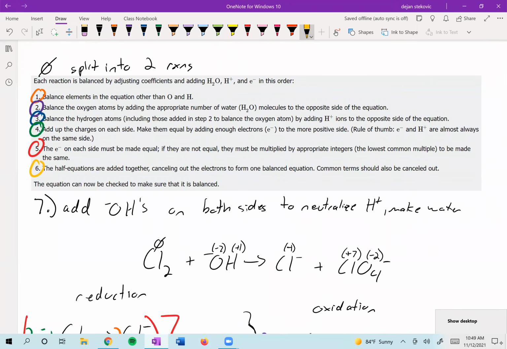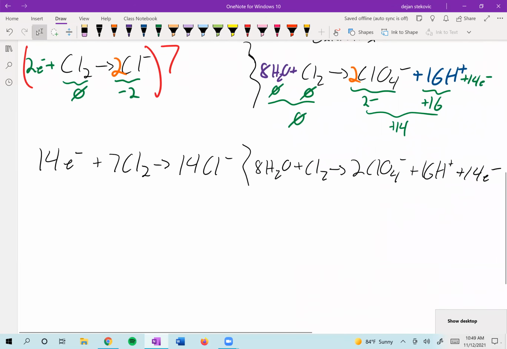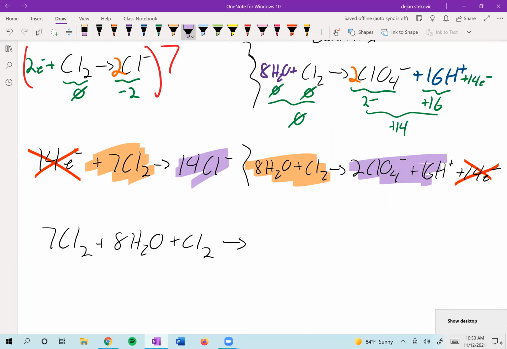All right, next up, add them together, cancel anything out. The electrons should always cancel out. So electrons 14 here, 14 here, perfect, they cancel out. That means that we're on the right track. And then add the reactants to the reactants. So in this case, we have 7 Cl2s plus 8 waters plus a Cl2. And then add the products to the products. So then we have 14 Cl minus plus 2 ClO4 minus plus 16 H pluses.